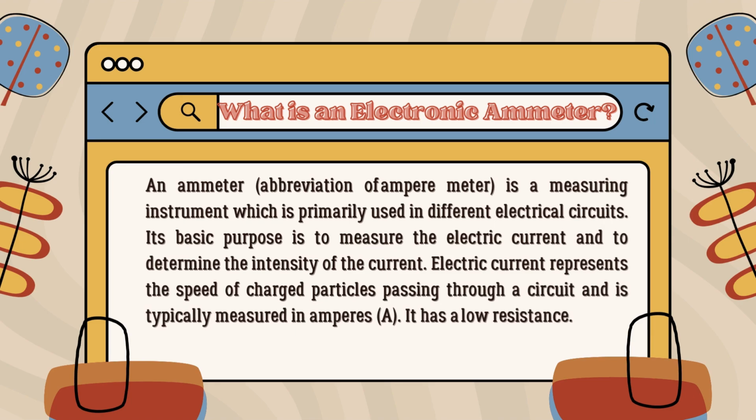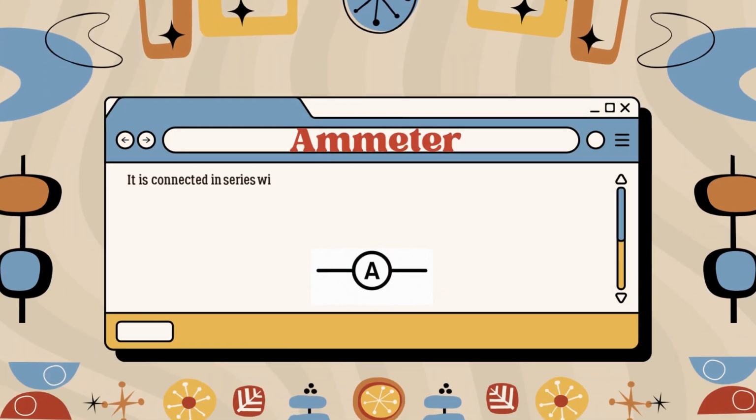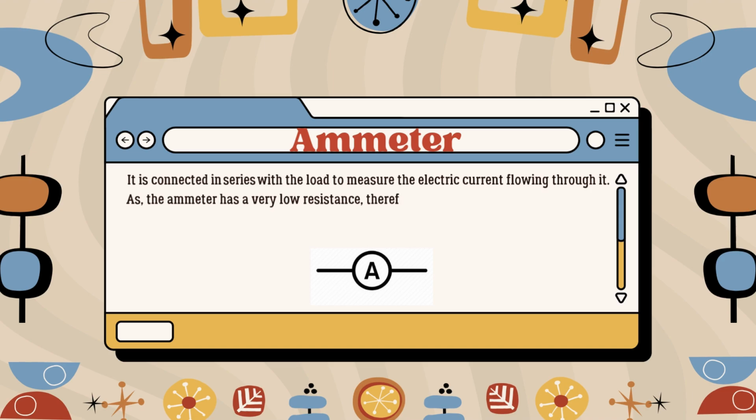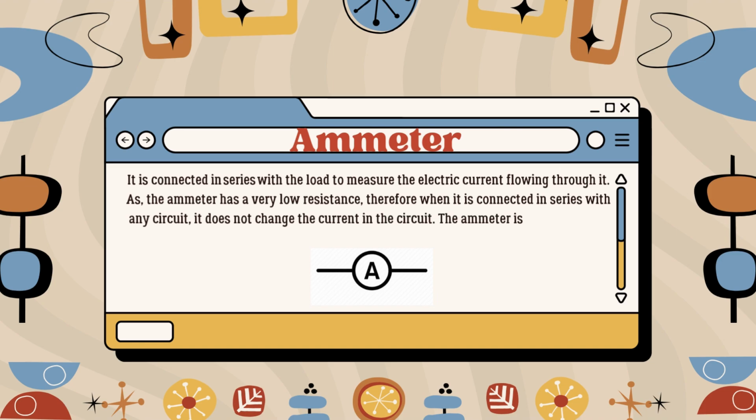It has a low resistance. It is connected in series with the load to measure the electric current flowing through it. As the ammeter has a very low resistance, when it is connected in series with any circuit, it does not change the current in the circuit. The ammeter symbol is represented like this.